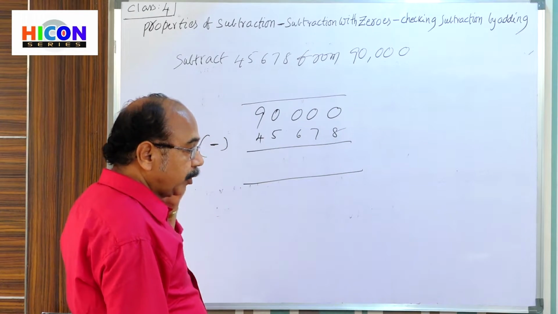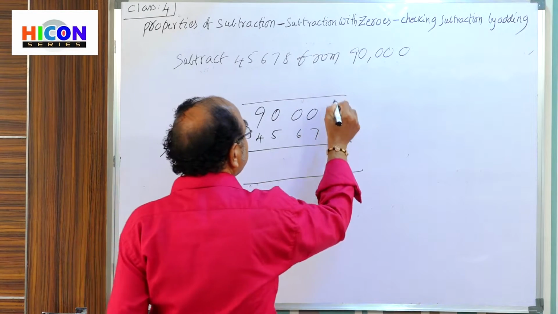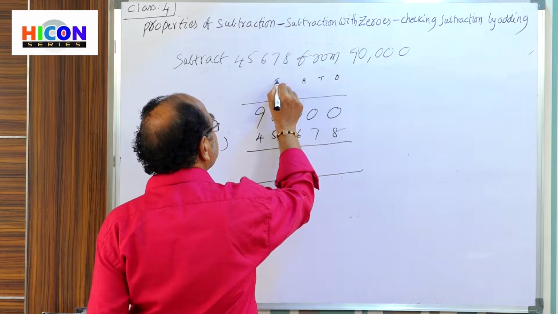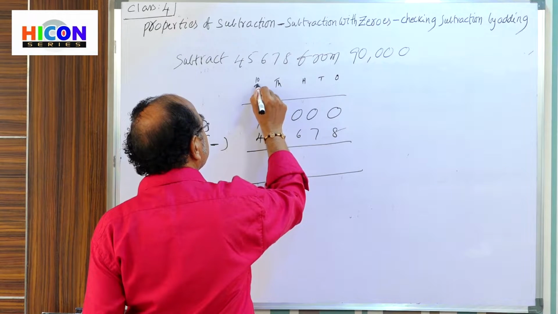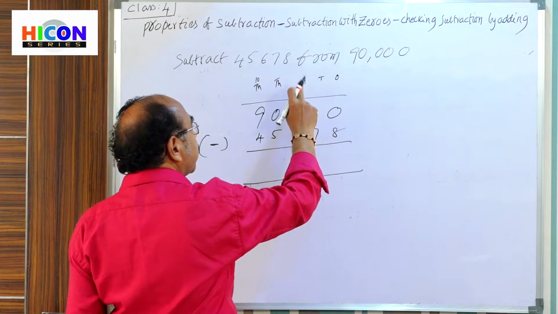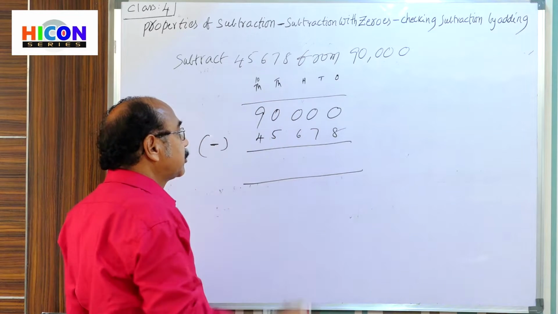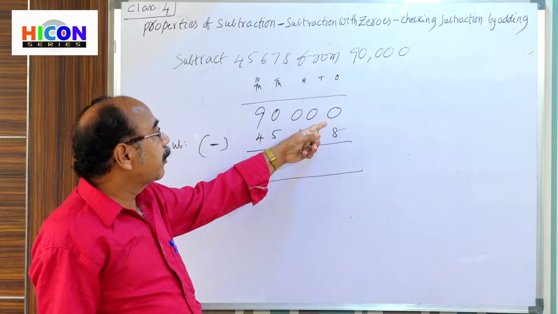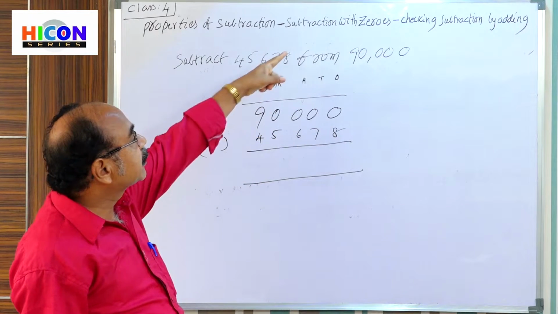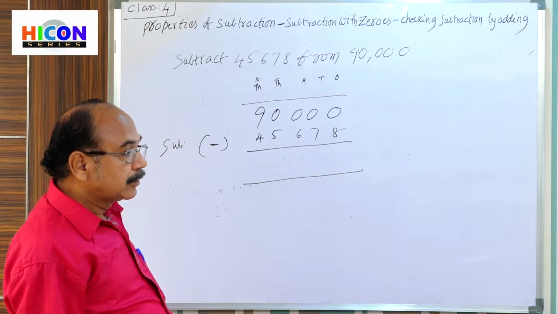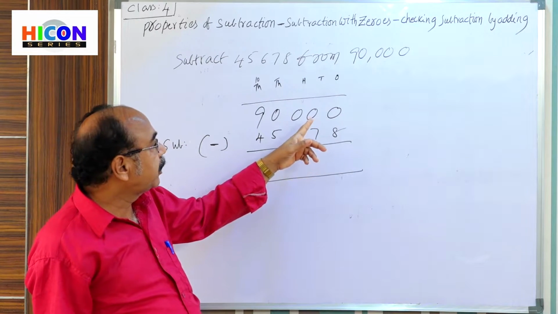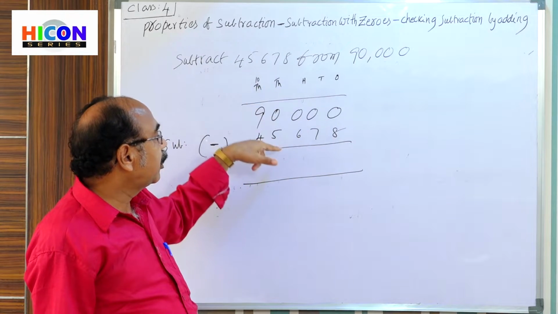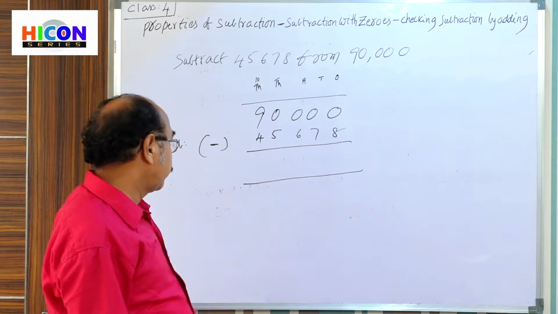Now here you see the ones place, tens place, hundreds place, thousands place, 10,000s place. Here I kept all zeros. See, zeros are there. Subtraction with zeros. That's why under the big number, we write the small number. Now we go for subtraction.